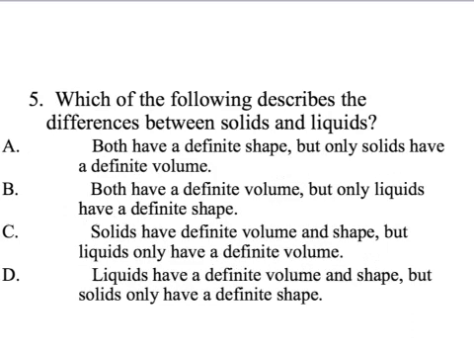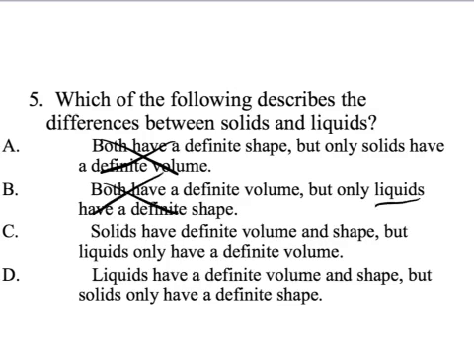Which of the following describes the differences between solids, liquids, and gases? Both have definite shape, but only solids have a definite volume. Well, they don't both have definite shape because I can pour a liquid into anything and it takes the shape of the container. Both have definite volume, but only liquids have definite shape. Again, this one's saying liquids have a definite shape, which is false.